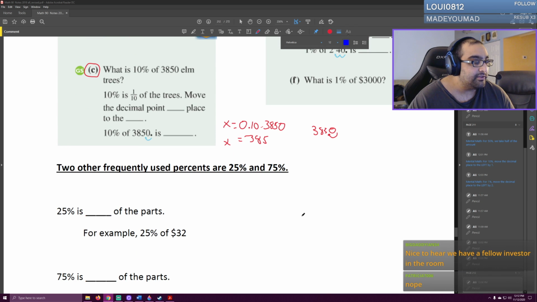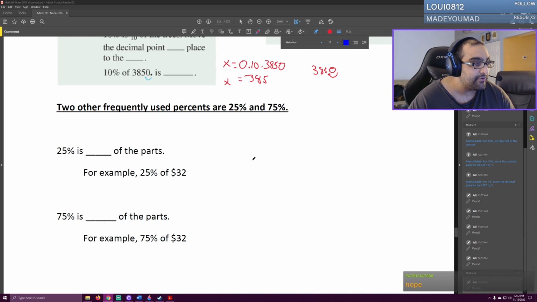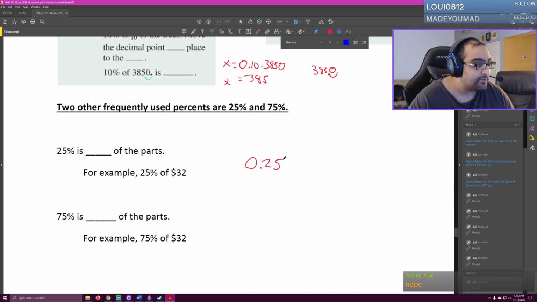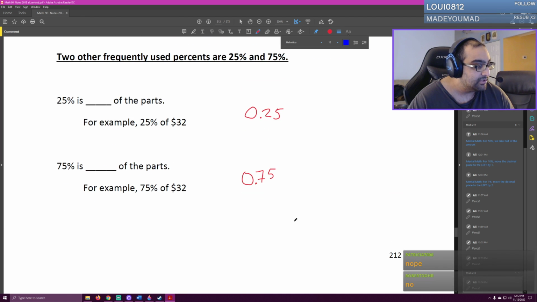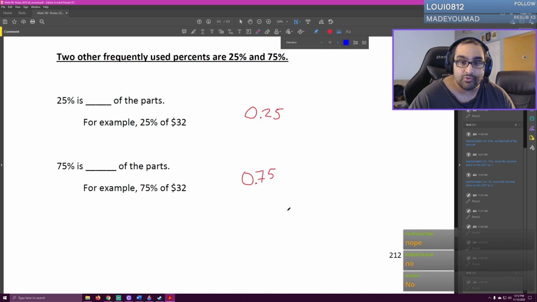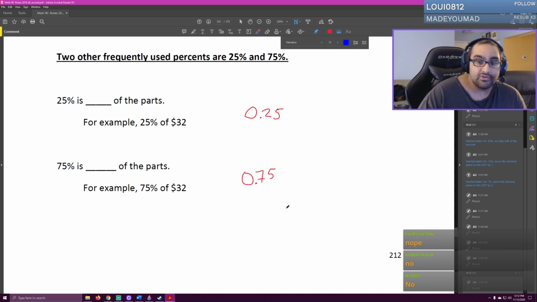Now the other two percentages here are 25% and 75%, but they work the same way. You just have 25% as 0.25 and 75% as 0.75, and then you approach it the same way we have done for the other problems. Now, I do have one more question to ask. I want to see exactly where we're at. Can anybody tell me here?